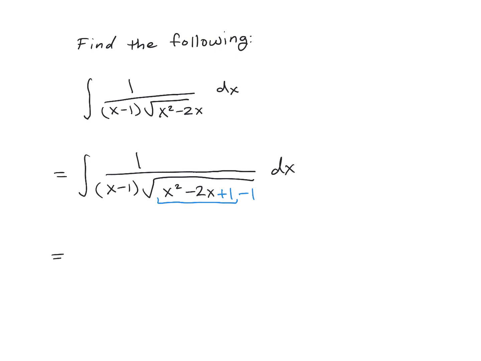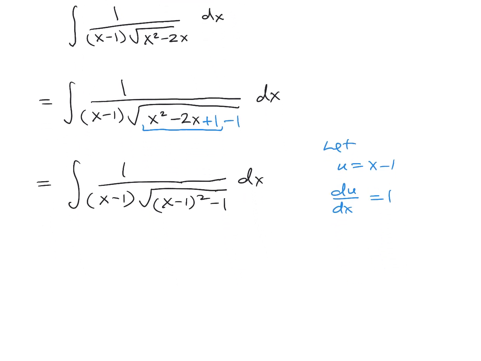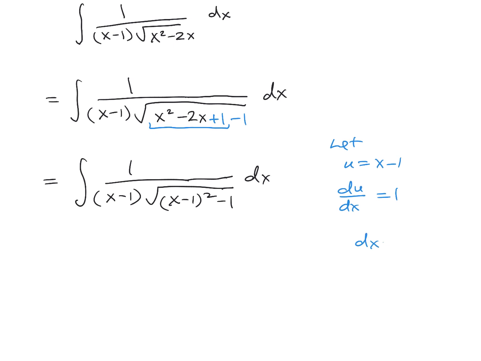So this is going to be the integral of 1 over x minus 1 times the square root of x minus 1 squared minus 1 with respect to x. And it should be pretty obvious to us that we should pick u to be x minus 1 here. So we're going to let u equal x minus 1. So du dx equals 1, and so du and dx are the same.